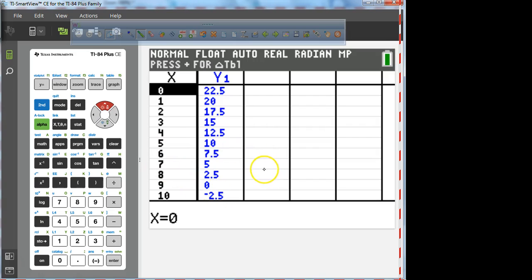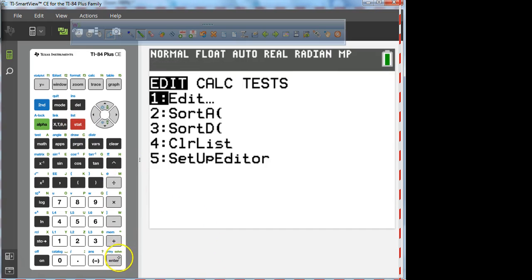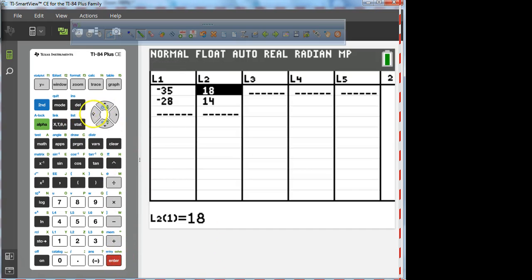Now, let's say you didn't. You're like, you know what? I can't do all this by hand. Can you just show me how to do it in the graphing calculator? And I will say, yes, I can. So we're going to take this ordered pair right here, 1 and a 20 and a 3 and a 15. You can hit stat, edit. Go over here. I'm going to type in a 1 and a 20.